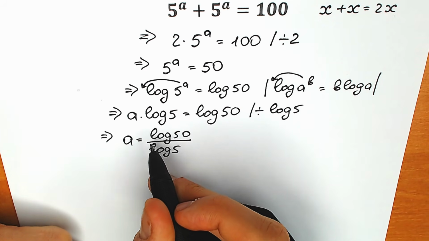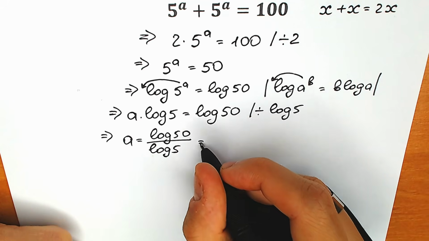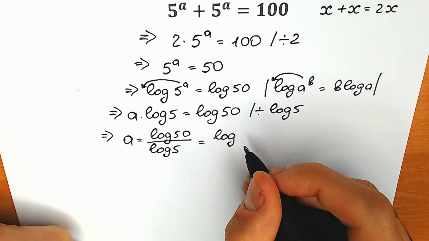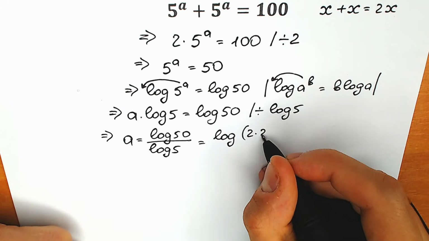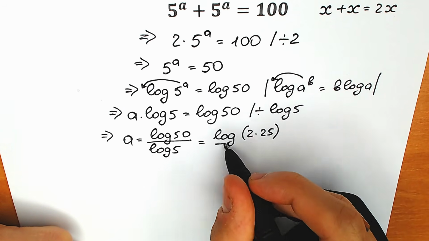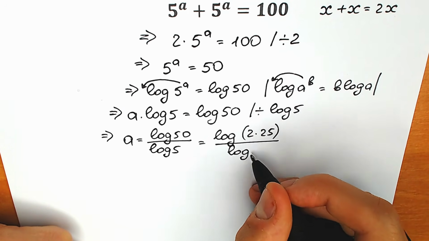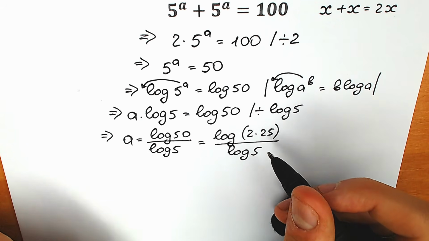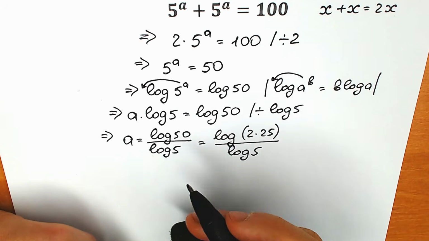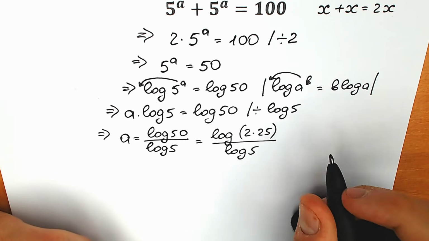Log 50 we can write as a product. This 50 can be written as 2 times 25, so log of 2 times 25, over log 5. A lot of students may be asking why we can express this 50 as 2 times 25. We have our answer, but in terms of log, there's a really important property.